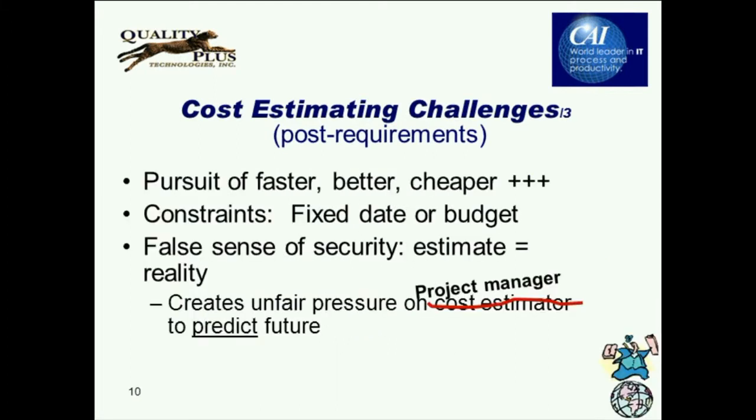That's a challenge. Well, when we take a look at this, we've got this pursuit of faster, better, cheaper. We want fast. We want it done by a certain date. We've got constraints. Sometimes we've got a fixed date or a budget. Steve McConnell, who's written a number of books, has said that the number one cost estimating method in use in the United States and Canada is called date-driven estimating. And date-driven estimating is probably something that you're familiar with.